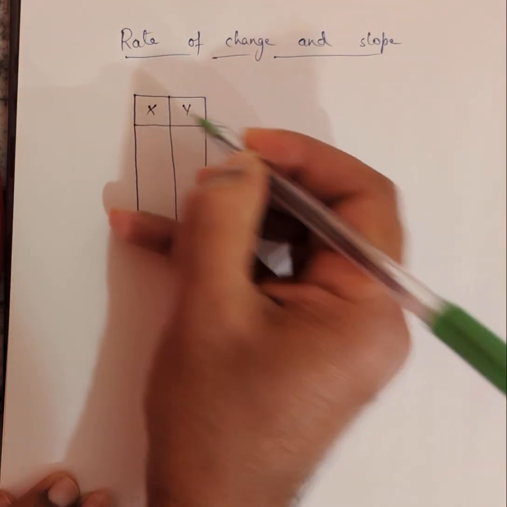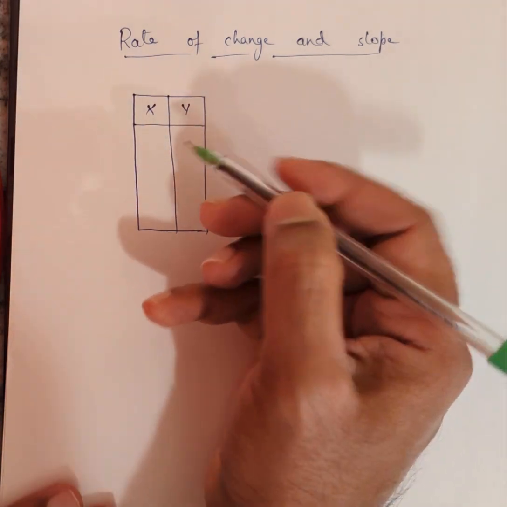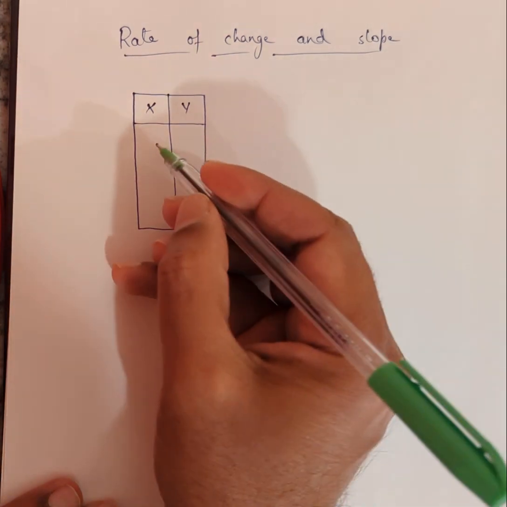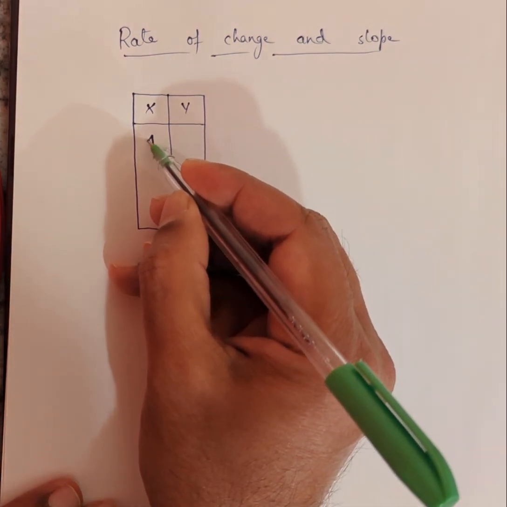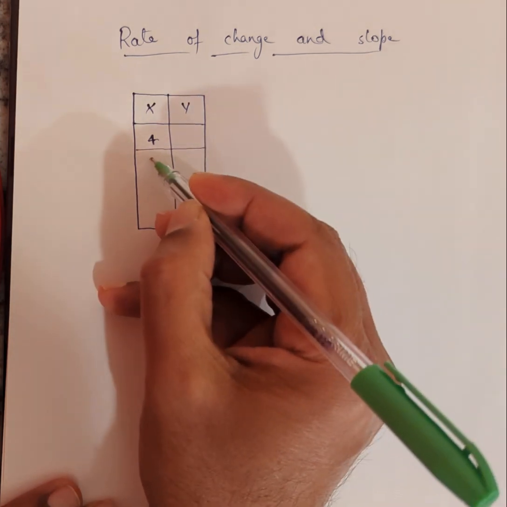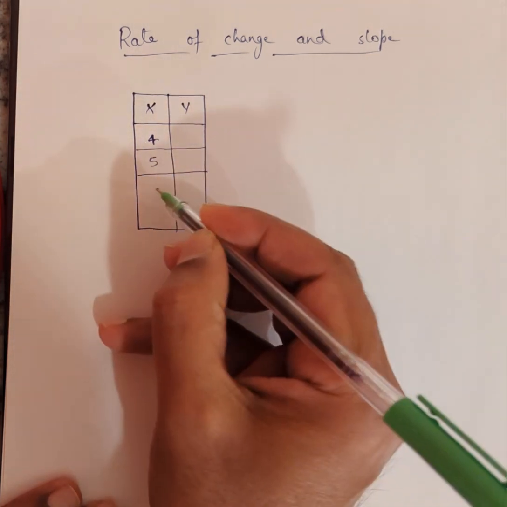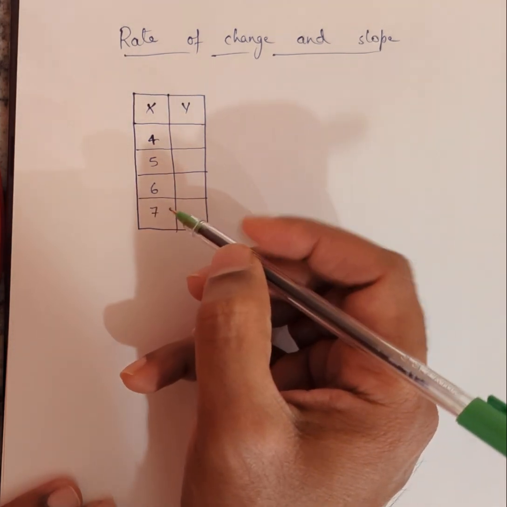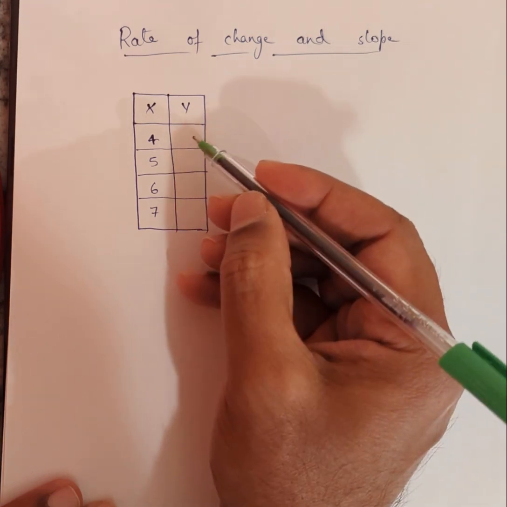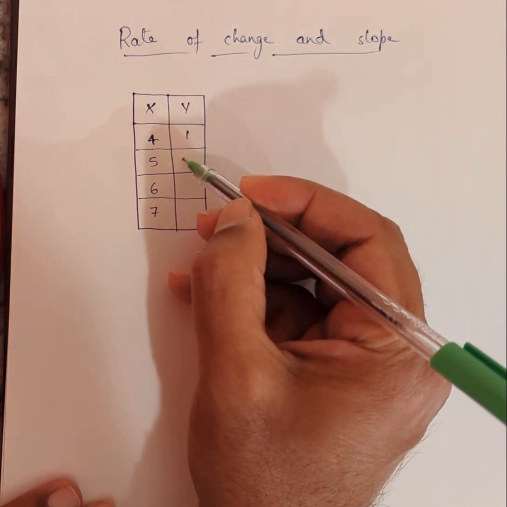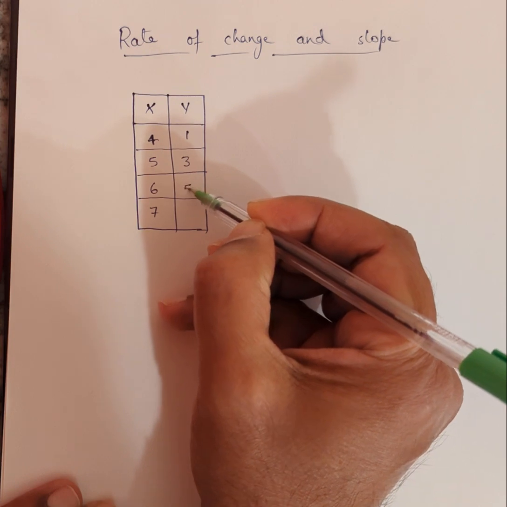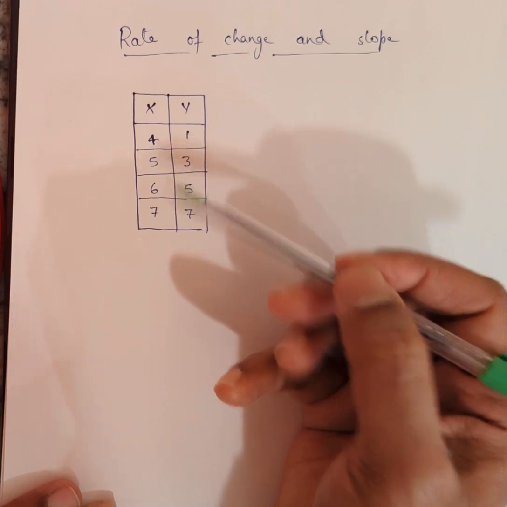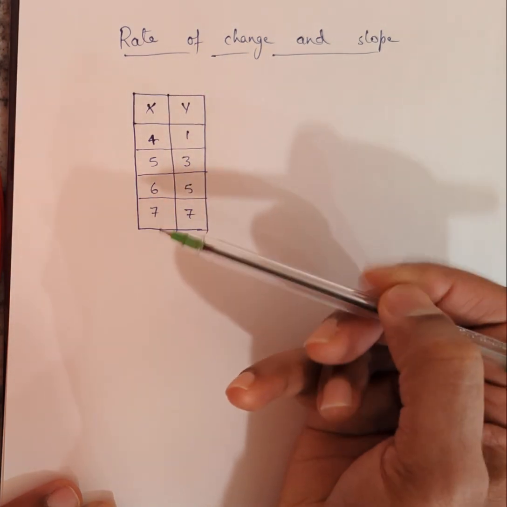x and y. And then both of these variables will take on different values. So say x takes 4, 5, 6, 7. And let's say the corresponding y values are 1, 3, 5, and 7. And then you will be asked to find the rate of change.